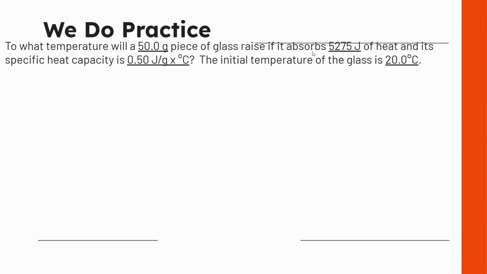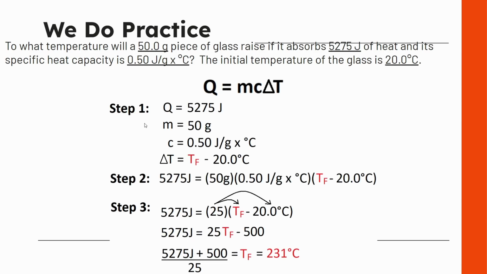So this seems kind of tricky because it gives me my Q. I'm not solving for Q. I'm actually solving for my final temperature, right? So if I look at my delta T, that's the change in temperature. So that's my final temperature minus my initial temperature.